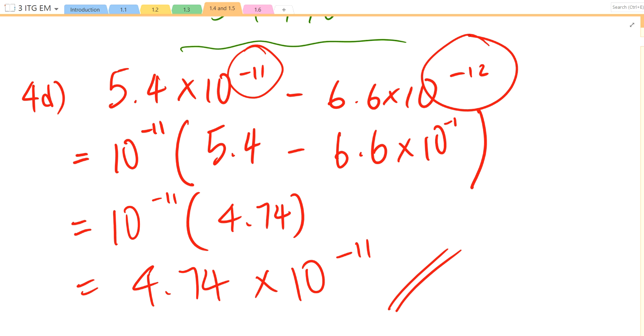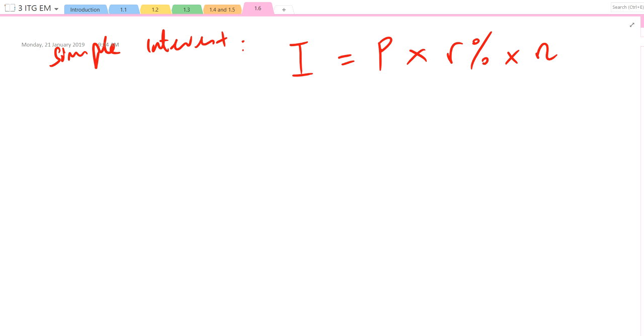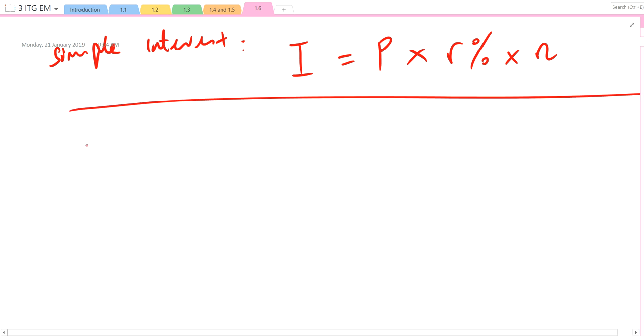Now with that, I shall. Are these the same thing? Are they the same? R% and R, are they the same thing? Okay, what about this?